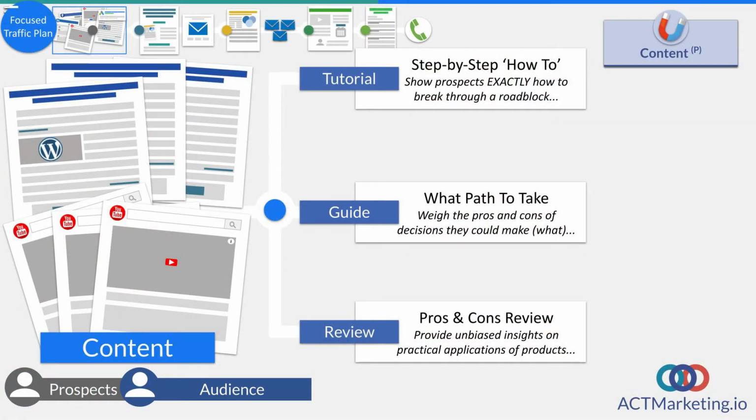Then number 2 is a guide. And this is a what path to take. So you weigh the pros and cons of a decision and then help your prospects figure out which path to take. And then finally, we have a review. And this is where you're looking at the pros and cons of a specific product or service.